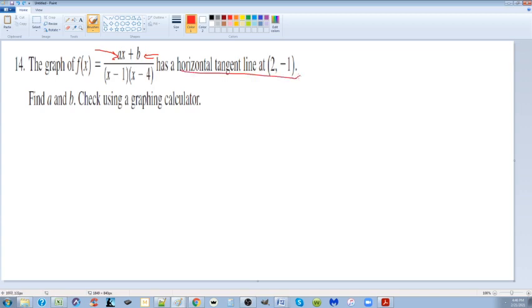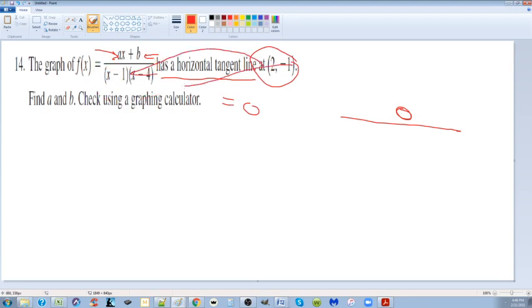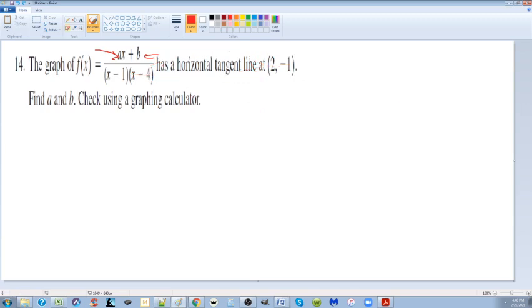And this has a horizontal tangent line at 2, minus 1, which means it's going to have a slope of 0 at that point. So that means if we find the tangent formula for this, it's going to be equal to 0 at that point, which means if we find it for that, we can plug in that point. But as I've said a few times, and this is really key to math, if you are missing two variables, how many variables are we missing here? We're missing A and B, that's 2.